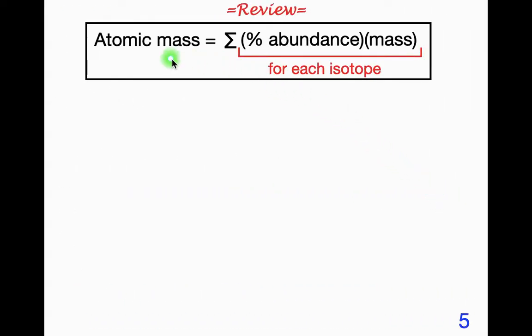For atomic mass, we'll be looking at isotopes, where we have a percent abundance and a mass for each one of the isotopes.